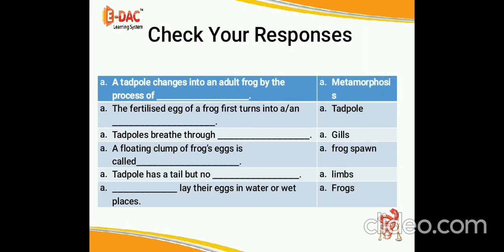Now let's see the answers. First, metamorphosis. Second, tadpole. Third, gills. Fourth, frog spawn.